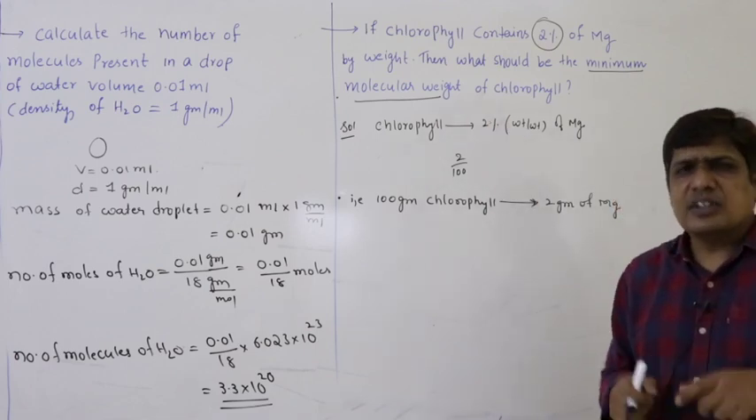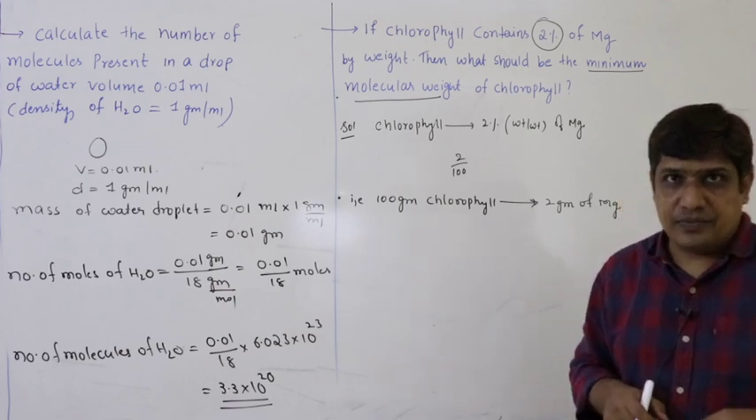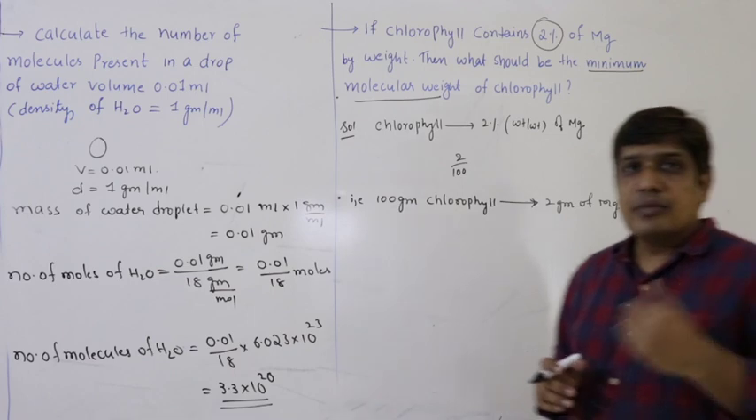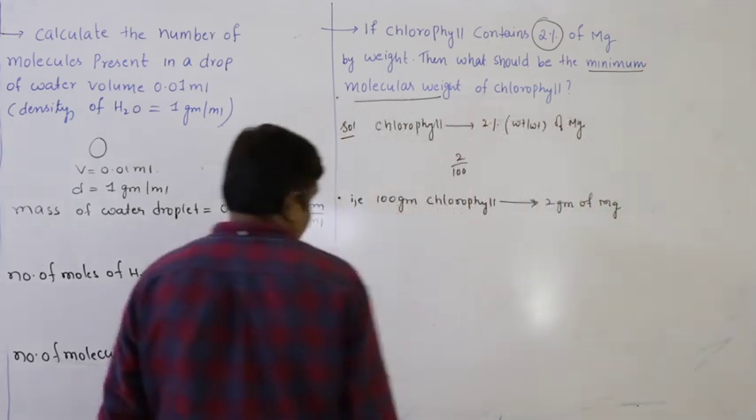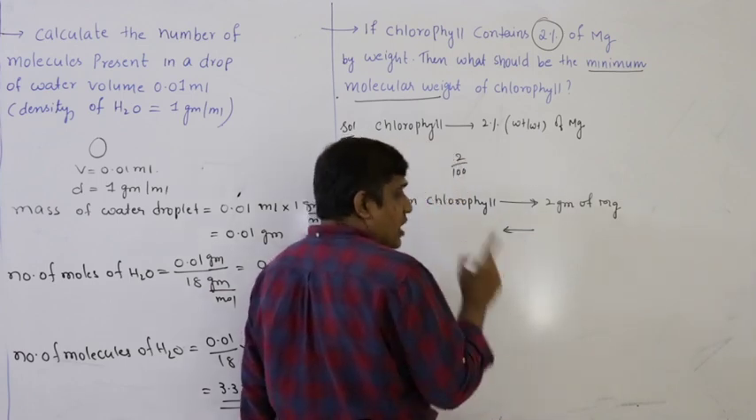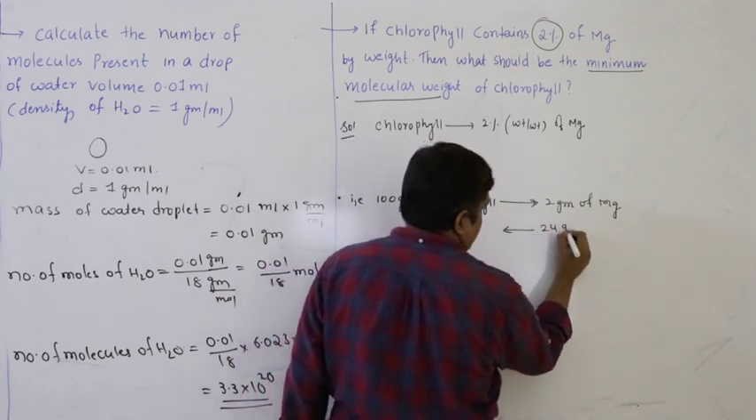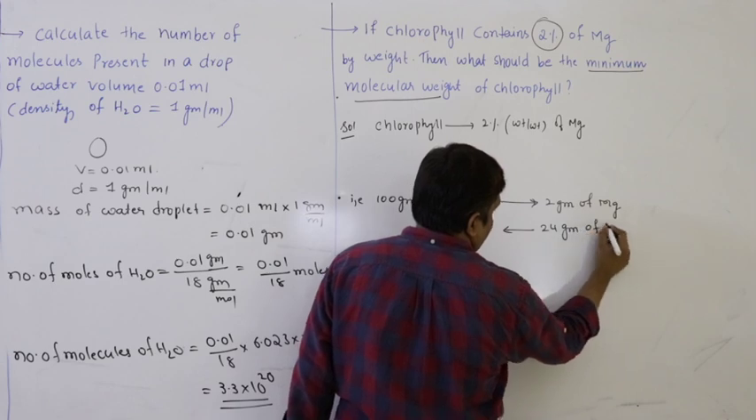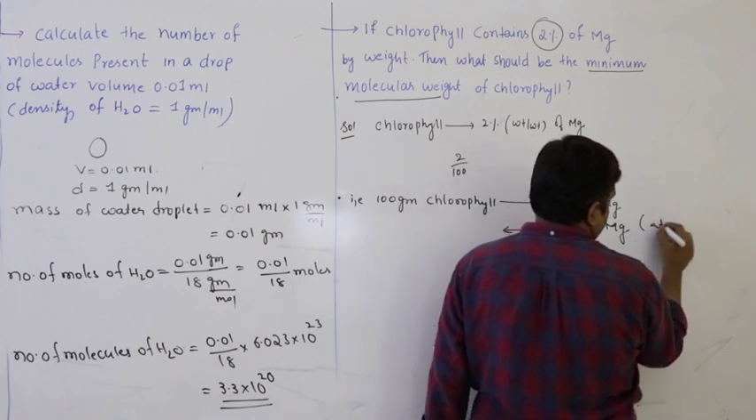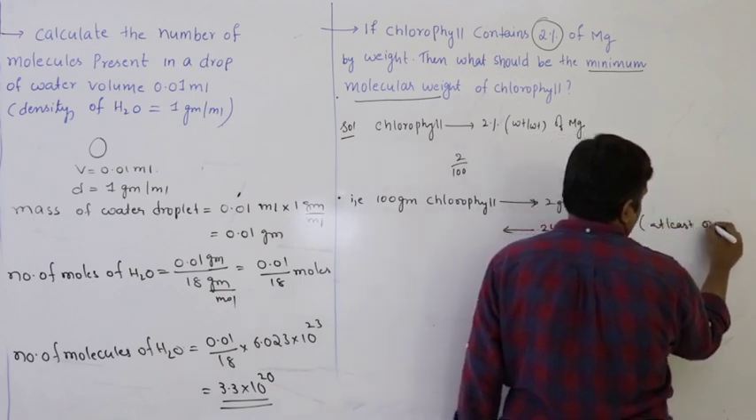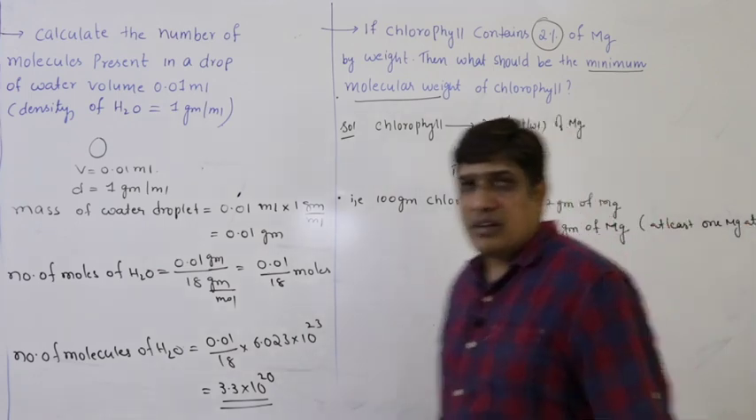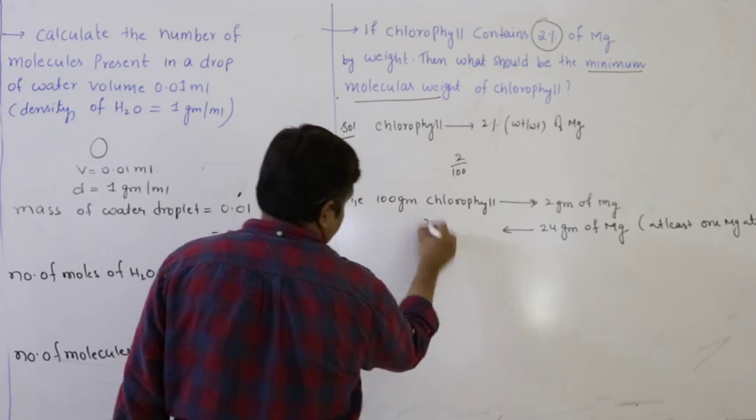If it contains, what is the least possible value? 1 magnesium. So what is the mass of 1 magnesium? Equal to its atomic weight. What is the atomic weight of magnesium? 24. So at least it should contain 1 magnesium atom. The atomic weight of magnesium is 24 grams, the gram atomic weight. At least 1 magnesium atom the chlorophyll must contain. That is the meaning of minimum molecular weight.